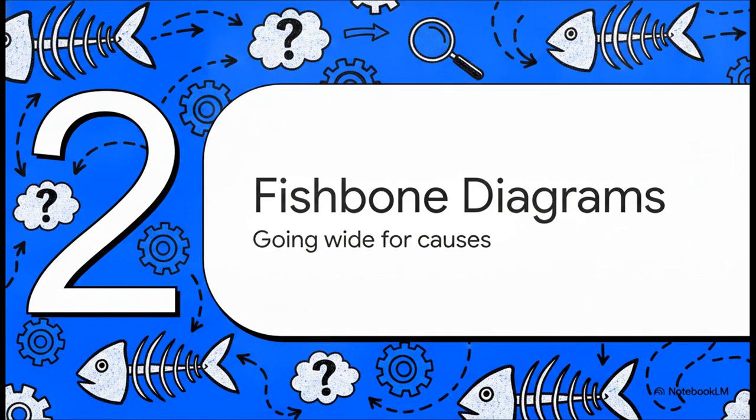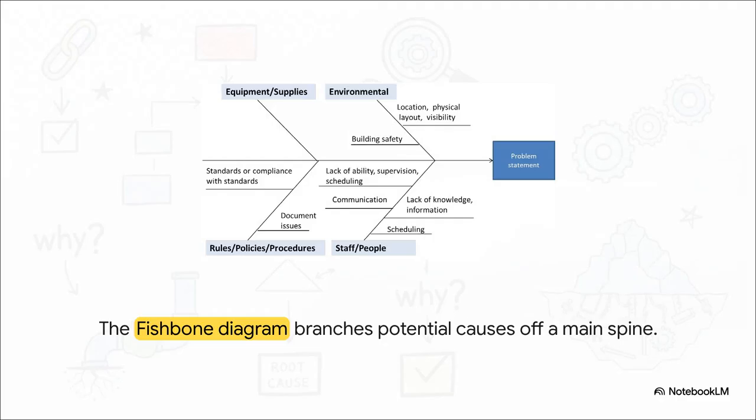Moving right along to Section 2, fishbone diagrams, going wide for causes. This method is perfectly designed to help your team explore a massive array of potential causes all at the exact same time. Now, what's really interesting about this slide is the visual structure itself. It literally looks like a fish skeleton. The problem we're trying to solve sits right at the head, over there on the right side.